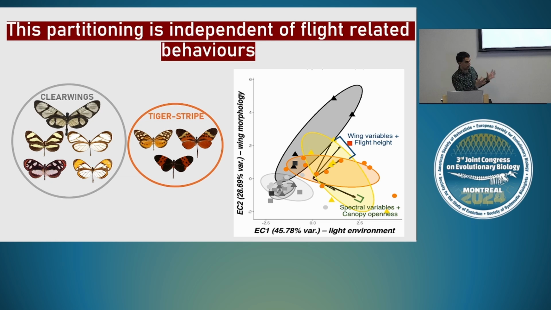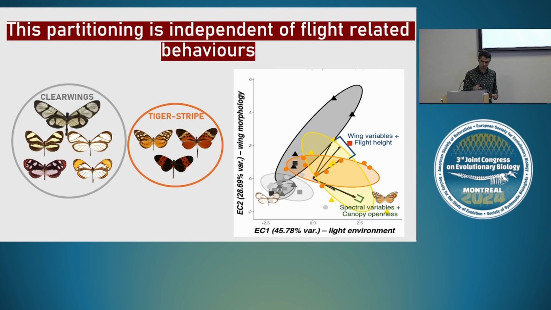So to get around that, we collected a bunch of wing morphological data and put that into a PCA with all our light and spectral data. And we found that this first PC axis here explained the majority of light environmental variation, and the second PC axis explains the majority of wing morphological variation. And hopefully you can see that if you look across that first light environmental axis, those clear wing and tiger stripe mimicry rings that I was talking about earlier segregate pretty nicely along that axis.